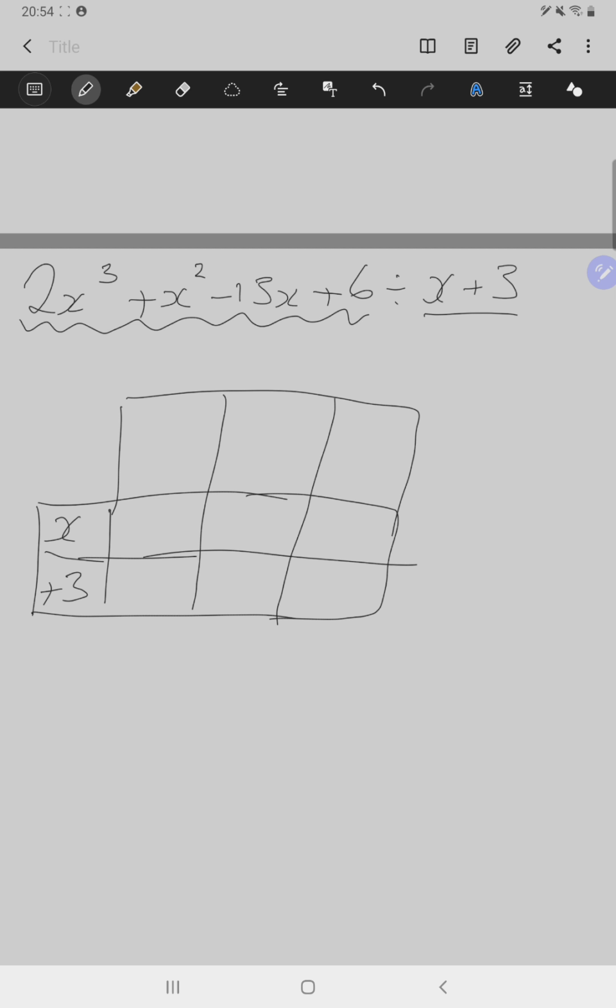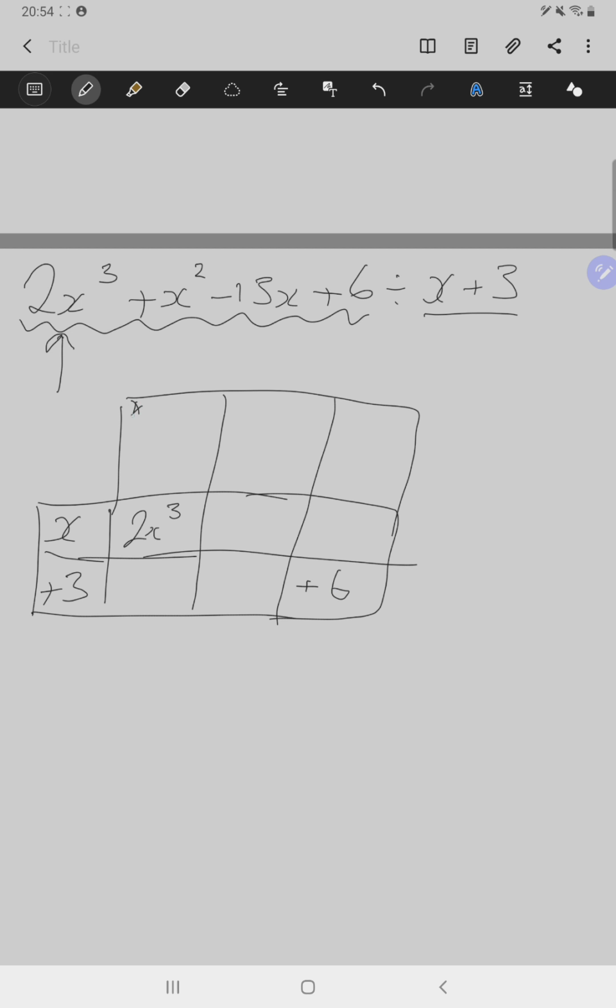In our top left box, we put in the term that has the highest power of x. We don't look at the number in front of the x, we look at the power itself. So since this is an x cubed, that's our highest power. So 2x cubed goes in here. And in the bottom right box, we put in the number that's by itself with no x. So that is a plus 6, making sure to keep account of our signs as well.